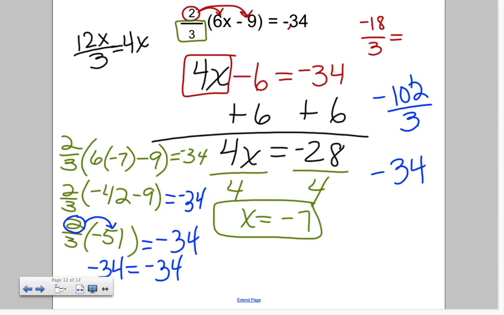Do you guys see how fractions can be so easy if you just chunk them into 2 different chunks? If it was 3/4 out in front, you would first multiply by what? 3, then divide by 4. If it was 5/7, you'd multiply by 5, divide by 7. That's what a fraction is. It's just 2 things in one.